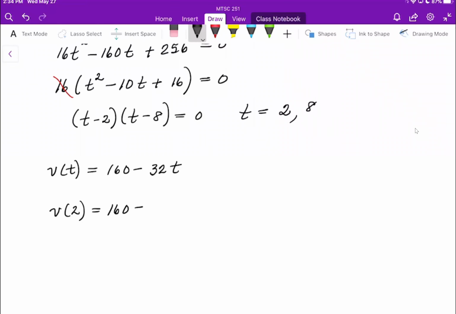When the height of the ball is 256 feet in the air, and the speed, well, the speed we write as nu, it's the absolute value. And for both of them, it just turns out to be 96.